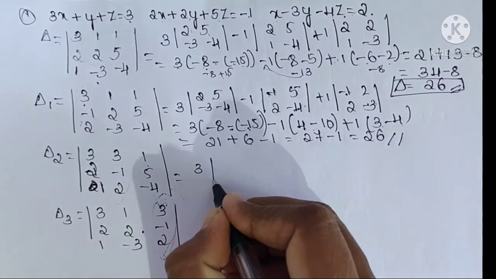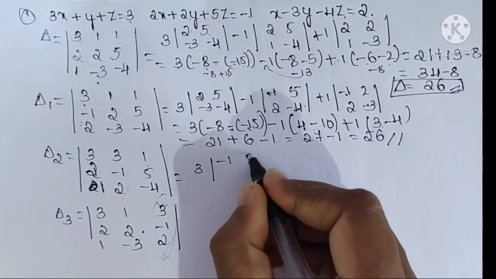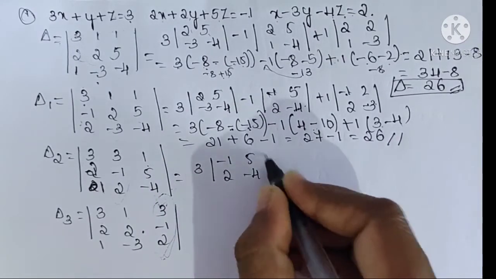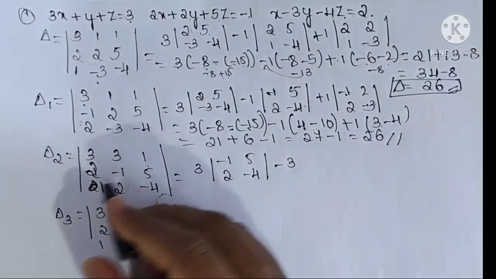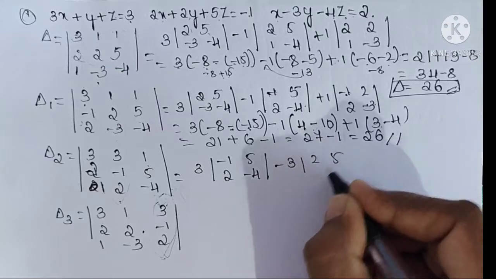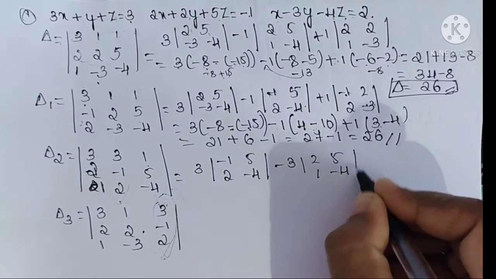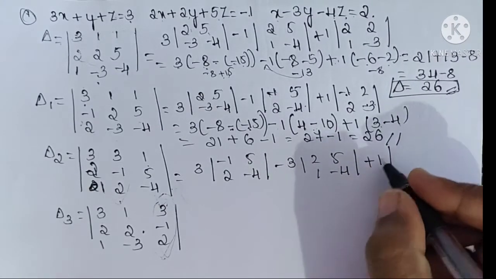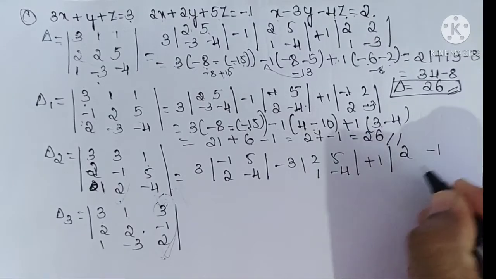3 into delete first row first column: minus 1, 5, 2, minus 4. Minus 3 into delete first row second column: remaining 2, 5, 1, minus 4. Plus 1 into delete first row third column: 2, minus 1, 1, 2.